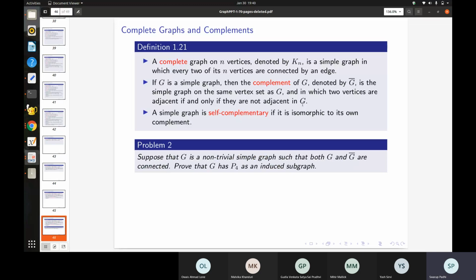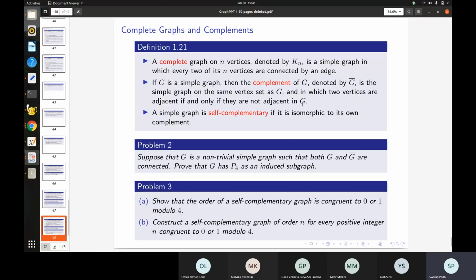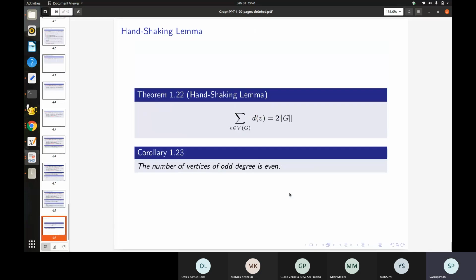This problem is a good one. Suppose that G is a non-trivial graph, meaning there is some edge, and such that both G and G bar are connected. Prove that G has P4 as an induced subgraph. I would like you all to solve this as homework, not here, because the solution is not so simple. You can note it down, and I will provide you the solution. You can try thinking of this at the end of this session. You can ignore the next two problems or you can do them. I will provide you the slides, but for that I need to discuss what is self-complementary, and for that I also need to explain what isomorphism is. If I'm able to do this, then you can easily solve them. Actually, problem three is easy, and I would like you all to come up with a solution in this class session itself. So let's see this last definition.